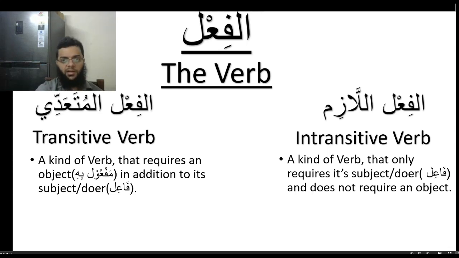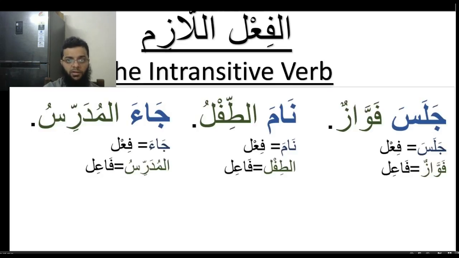An intransitive verb is basically a verb which completes its meaning just by the person who is doing it, or just by the subject or doer of it. While in a transitive verb, first you should have a person who is performing the act, then you should have a thing, that is object, on which he performs that act. So we will take help from a few examples which I wrote. So al-fi'l al-lazim, the intransitive verb. These are examples of intransitive verb, that is the verb that only requires its subject, doer or fa'il.